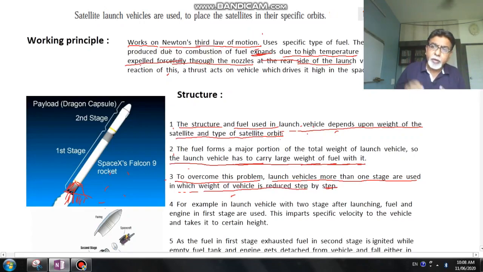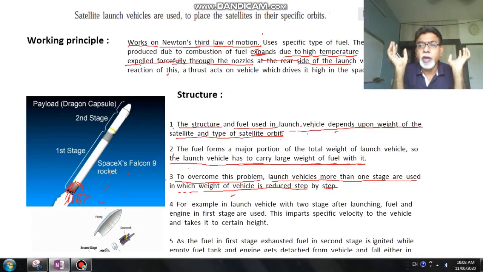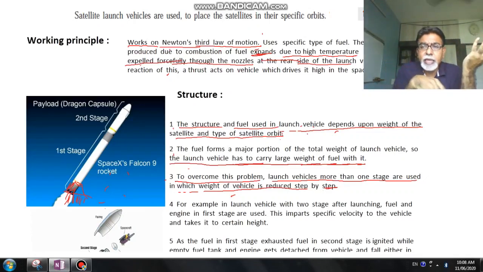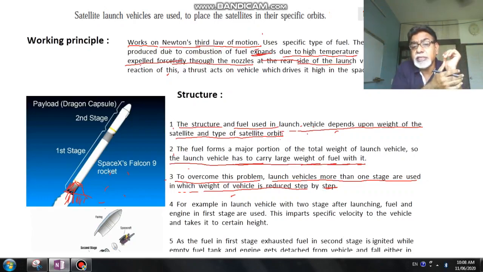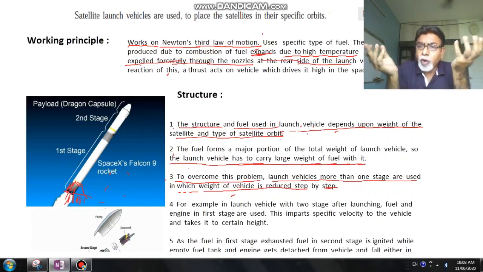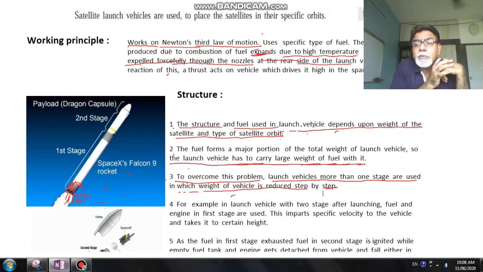If we take only a single-stage launch vehicle, the entire vehicle has to go upward, and definitely you will require more energy to take that vehicle to that particular height. To overcome this problem, launch vehicles of more than one stage are used. In this, the weight of the launch vehicle is reduced step by step.